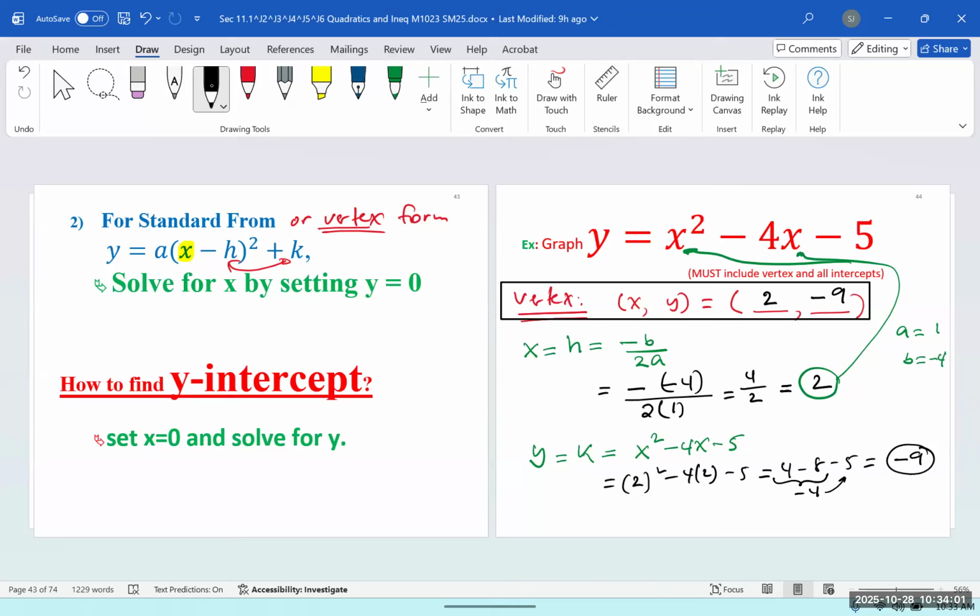Since we found the vertex, we can find the axis of symmetry. Means if this is a parabola, what line divides the parabola into 2 equal pieces? Axis of symmetry. The axis of symmetry is a vertical line. Every vertical line has which variable, x or y? Good. x equals. So x equals what? x equals 2. Good job.